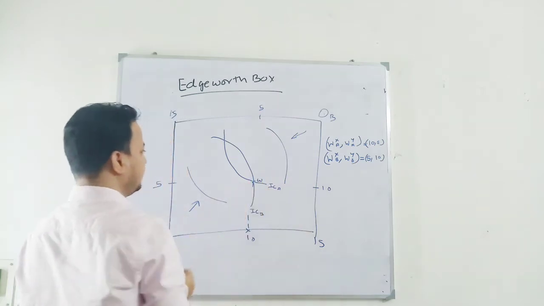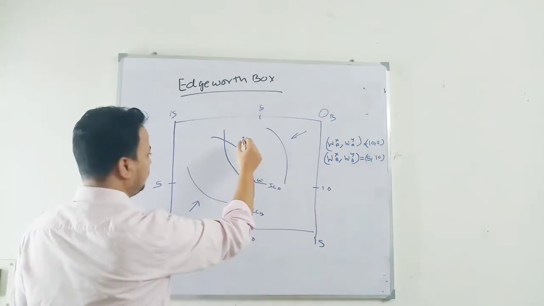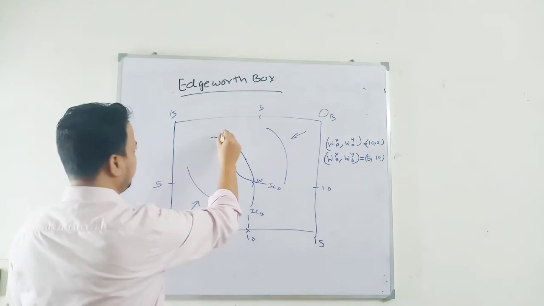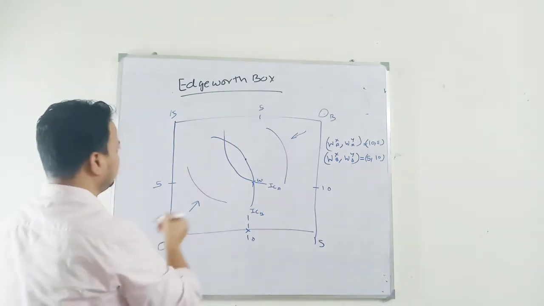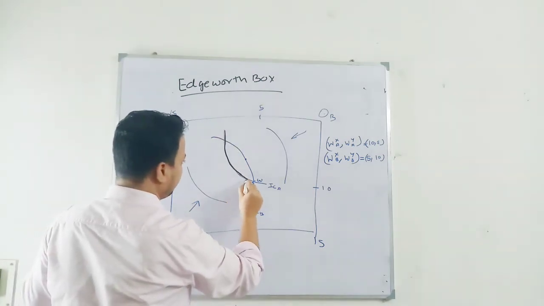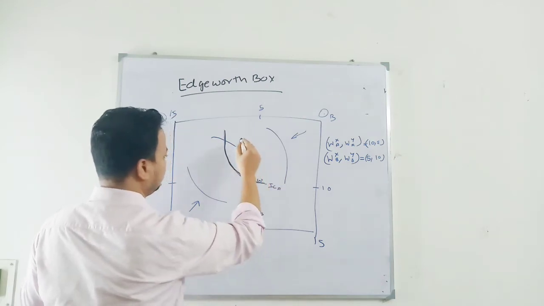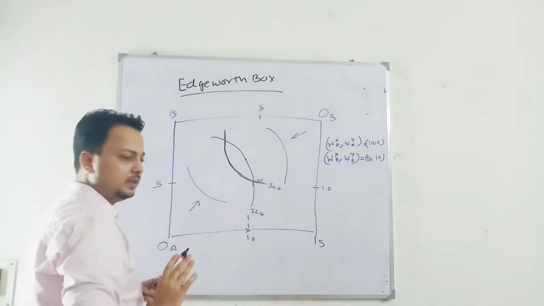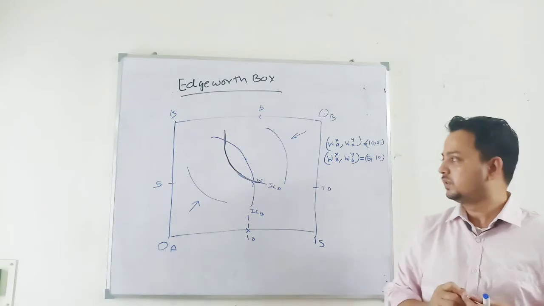The endowment point is the same. So I told you, if I move the indifference curve of consumer A, this is consumer A's indifference curve, right? This one. If I move it here, there is no change in utility of consumer B. So I am not affecting the satisfaction level of consumer B.